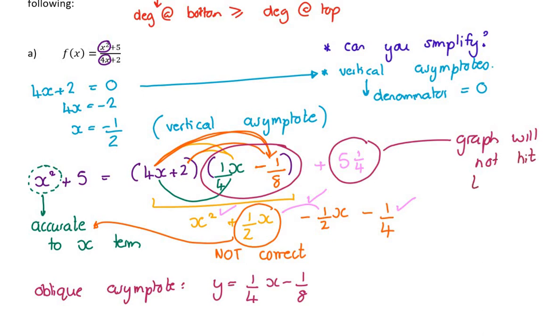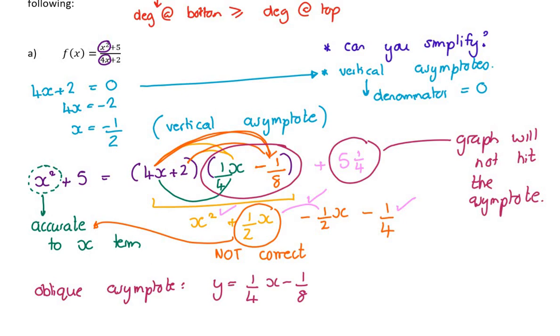So this graph will not hit the asymptote. Why? Because there's no way that that remainder can ever be equal to 0. And so there's no way that these graphs could ever intersect each other. Cool. Now, how much of this working would you need to show?